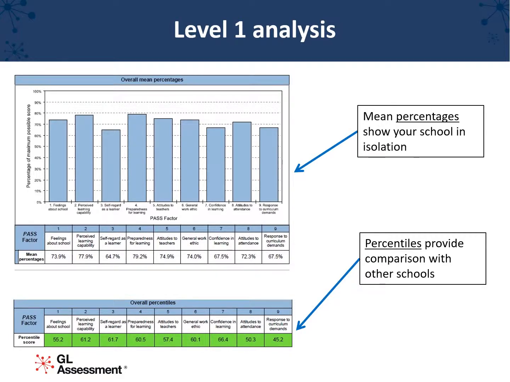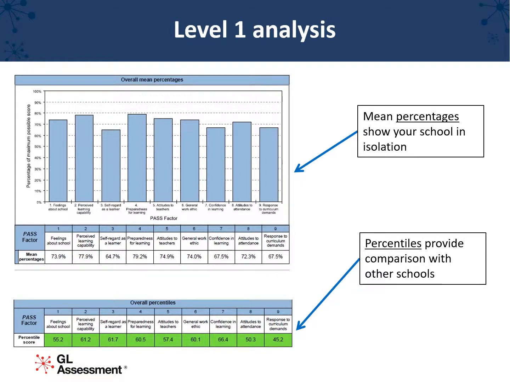So, let's start with the mean percentage data. This is shown by the blue bars and the scores in white boxes underneath. These show you the average or mean scores for the students in your school. Some students will have been more positive, some less so, and this is the average. There is no comparison with other schools nationally, and it gives you an opportunity to see if there are any concerns within your school that need to be addressed across the whole school.